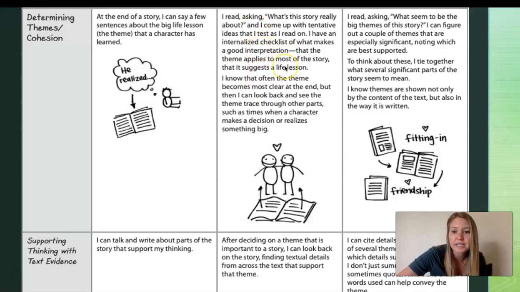So we're going to start just at that part today, because we're not far enough into our book to certainly know the theme yet, but we're just making predictions of what it might be. And then also, after deciding our theme, we want to find textual details or parts of the story that support what that theme is.